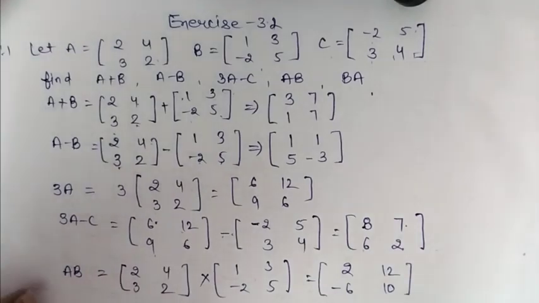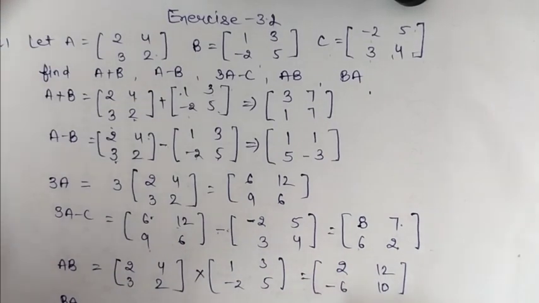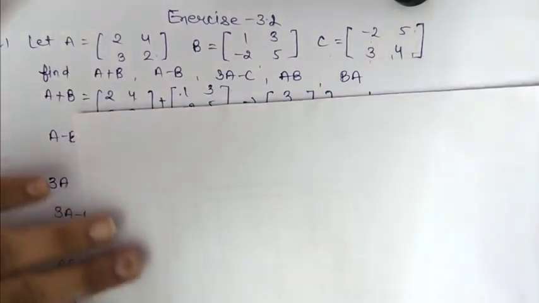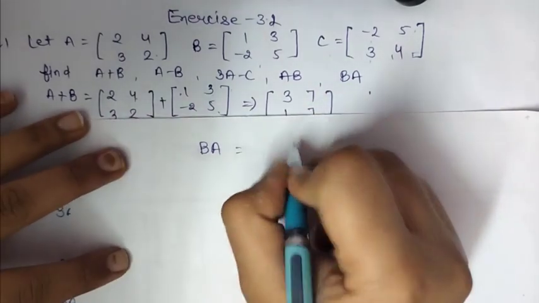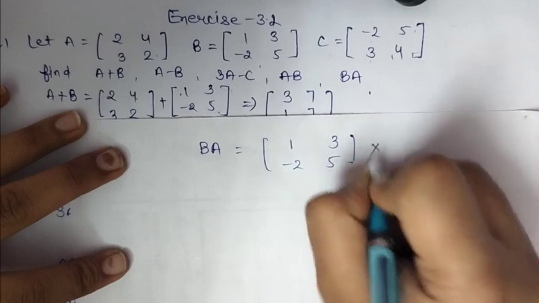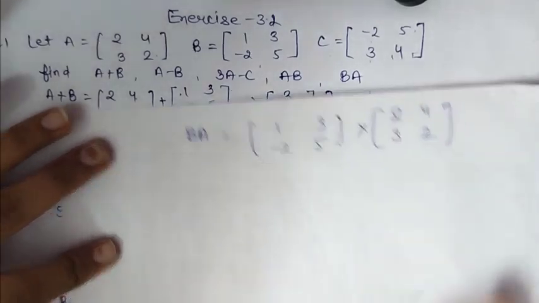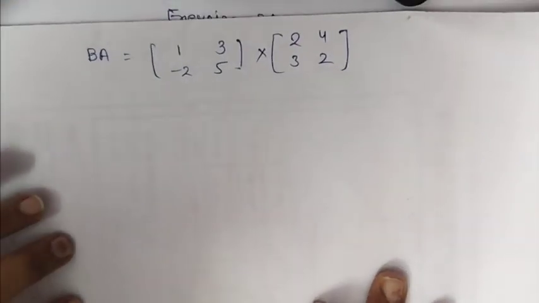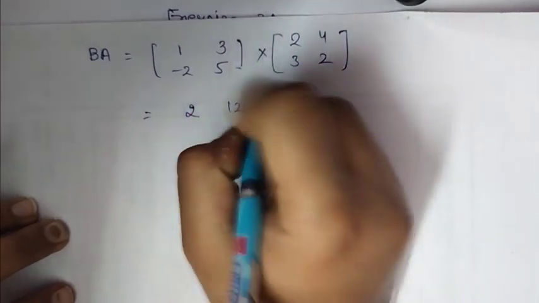So here you can see the last value we have to find is the value of ba. Here whether we multiply a with b or b with a, we will get the same result. So ba will be, b we have 1, 3, minus 2 and 5, and now we have to multiply b with a, that is 2, 4, 3 and 2. Okay, so now we are going to multiply b with a. So the result will be 2 1s are 2, 4 3s are 12. Here we have minus 6 and here we have 10.